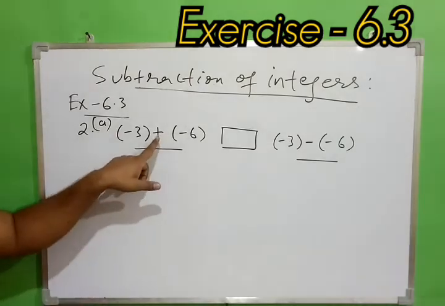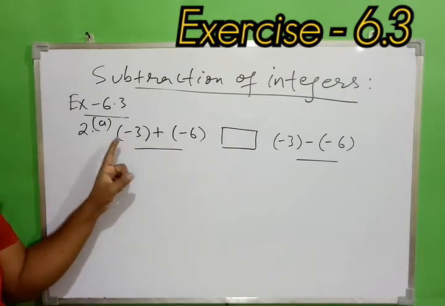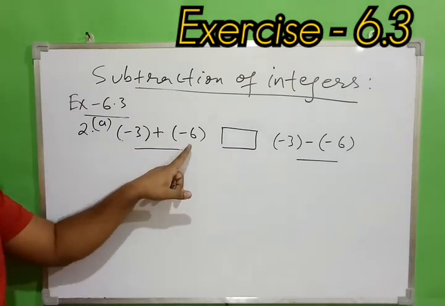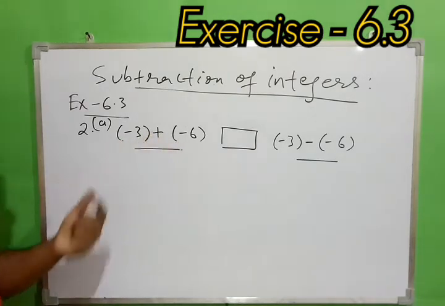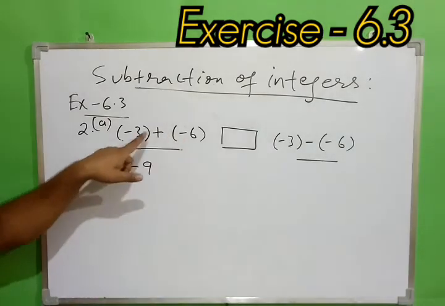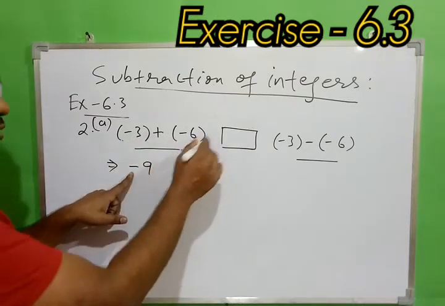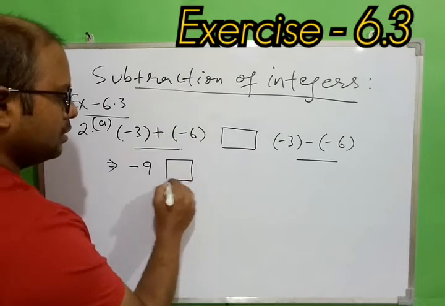So here already understood this is a plus sign, it is already in the addition. So we know negative and negative are always added. So 6 and 3 is 9 and minus will be there. So this will become minus 9. So 3 plus 6, 9, and both are negative integers, so the answer will be negative.